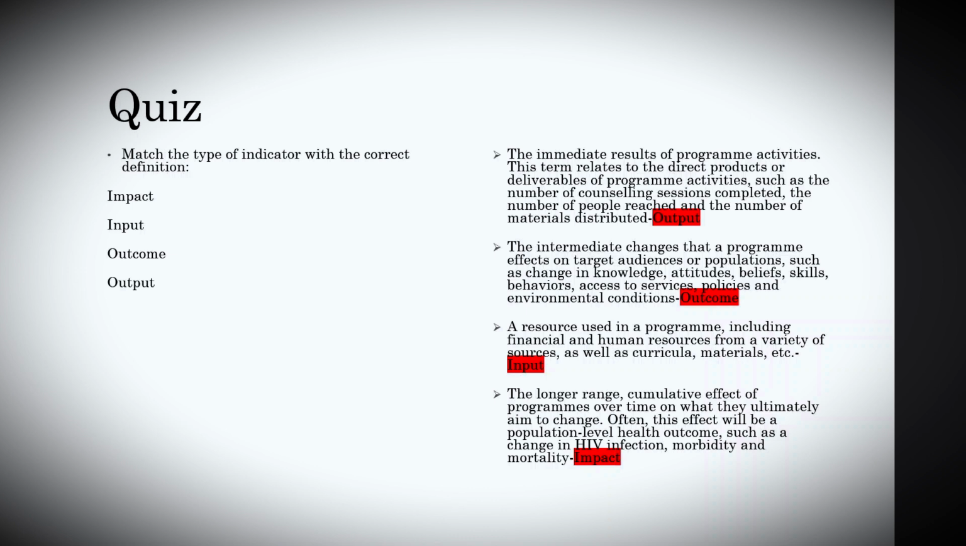The longer range cumulative effect of the program over time on what it ultimately aims to change. Often this effect will be a population level health outcome, such as change in HIV infection, morbidity, and mortality. Here is impact. We have already seen impact as our longer term goals.